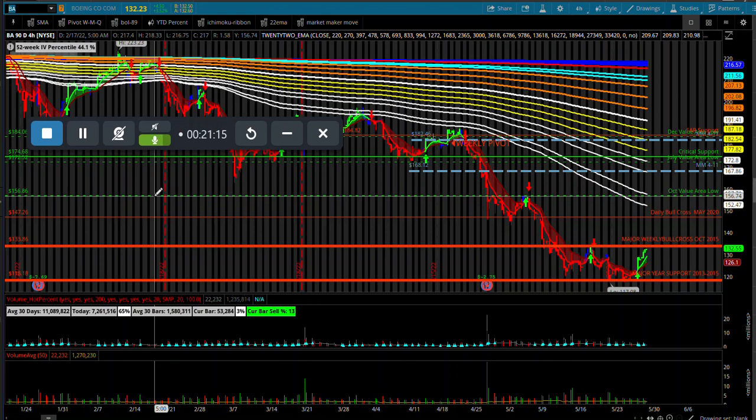Everybody knows I'm a perma bear, okay? So for me to flip the page like this, this is a big deal for me. So guys, we'll see what happens here going forward.